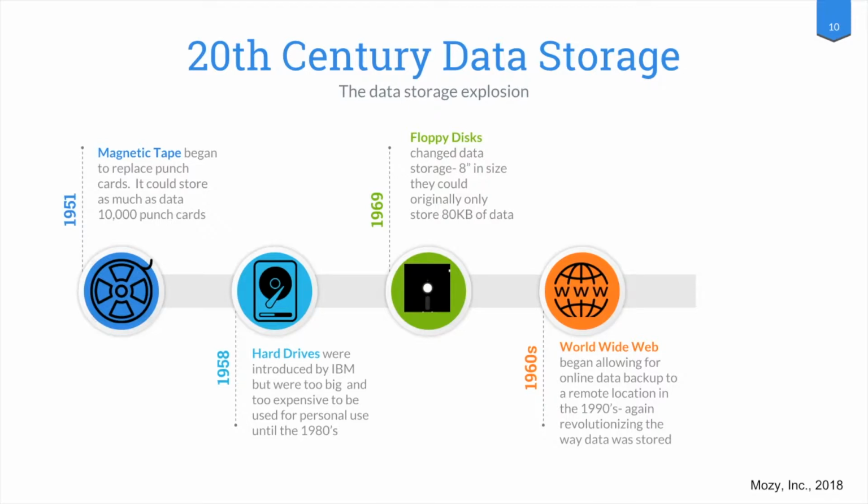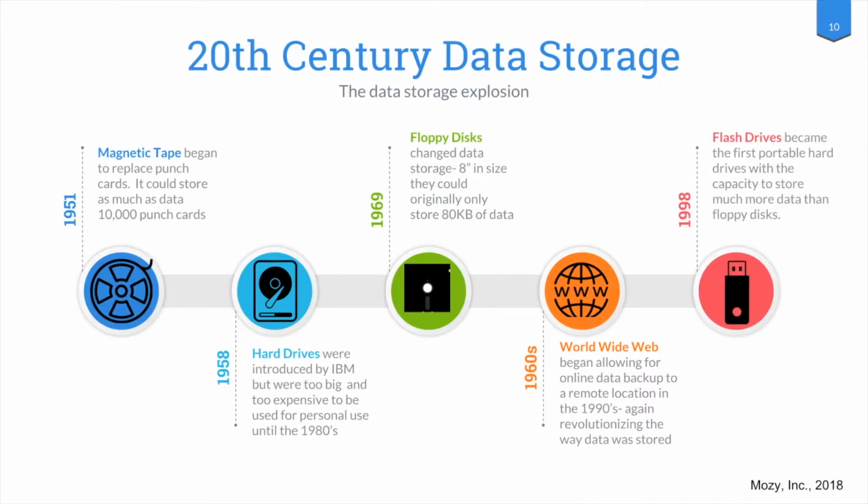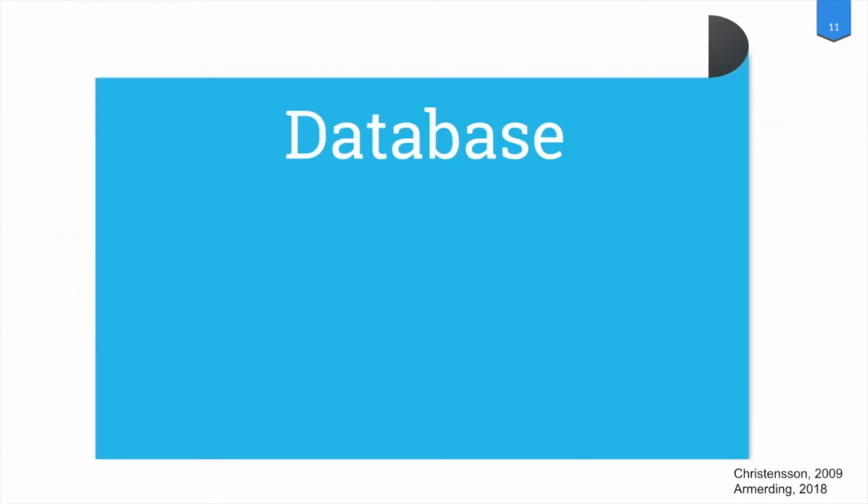And in the 1990s, the World Wide Web began. Of course, not as we know it now, but in 1990, data storage was again revolutionized with the advent of off-site storage. Online data could be backed up to remote locations, which again increased our ability to store data. And can you believe that it was only 1998 that flash drives became the first portable hard drives with the capacity to store much more data than floppy disks?